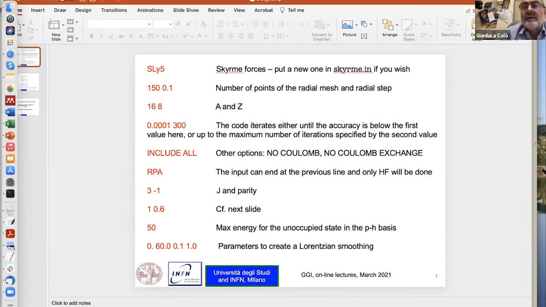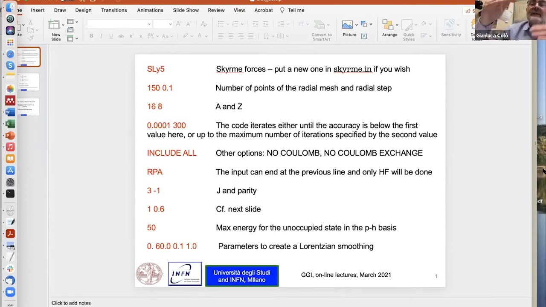Okay, the next line is a remnant of tests that we did sometimes in the past. Sometimes we wanted to include or exclude some part of the potential. So at this moment, I would recommend you just include the whole force, the whole functional, the whole mean field potential. But in principle, you could put an option like no Coulomb and exclude the Coulomb part, and have fun checking that if you take a nucleus with N equals Z, you get equal levels for neutrons and protons. Hartree-Fock is breaking isospin symmetry in nuclei with N larger than Z.